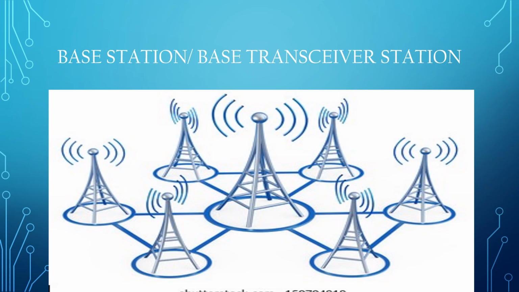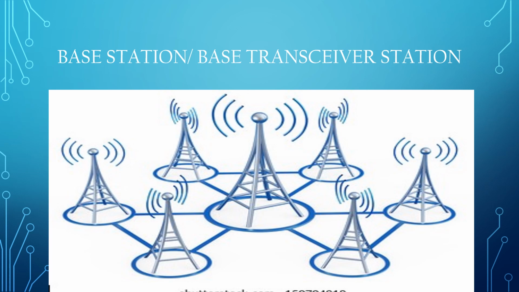The base station maintains the communication between the network and the mobile users through a radio link. Base station is also called base transceiver station, BTS, because it consists of transceiver with antenna used to communicate directly with the mobile stations. Each BTS covers a defined area known as a cell.